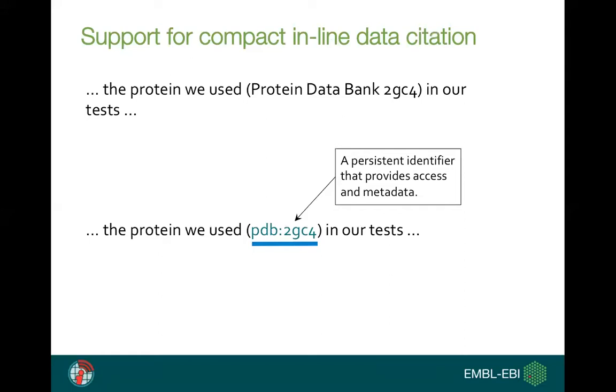So what we are aiming for is to use Identifiers.org combined with compact identifiers to support a shorter but machine-readable, persistent, and less ambiguous citation. So the idea is you have PDB:2GC4, so PDB identifies the Protein Data Bank, 2GC4 is the local identifier, the accession number, and then if you pass it to Identifiers.org, you will be redirected to the actual content.